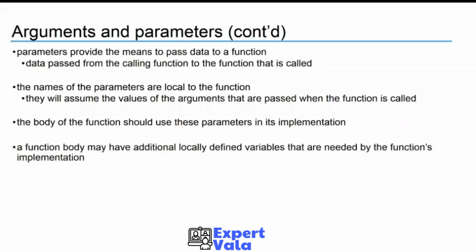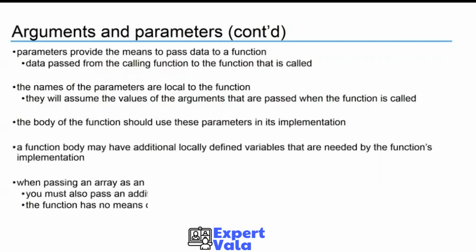A function body may have additional locally defined variables that are needed by the function implementation. You may have other variables declared inside the function body because they are needed for whatever task you are completing. You don't only operate on data that's passed to it, you can operate on local data inside the function.